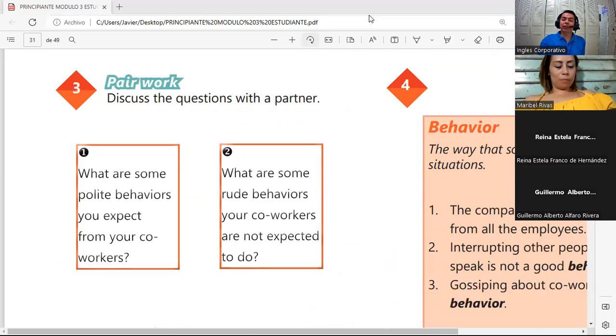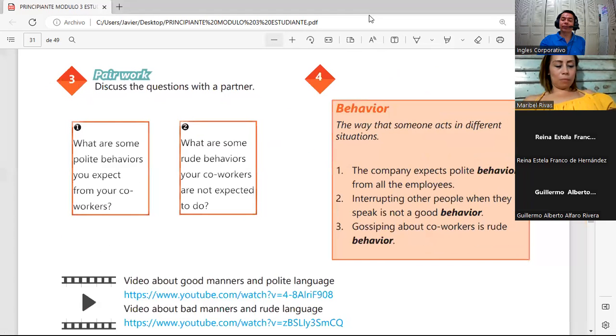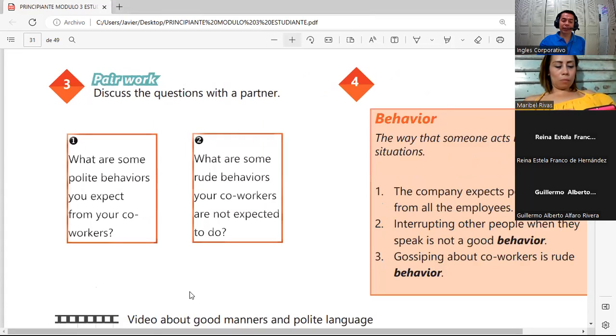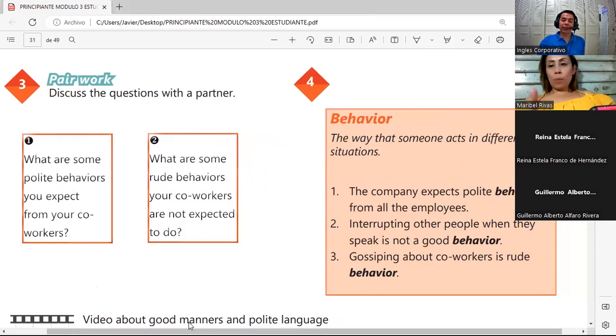Here we have, vamos a hacerlo más pequeñito. Bueno, ni tan pequeñito, quiero ver para que lo alcancen a ver, porque creo que Maribel está en celular, ¿verdad, Maribel? Hoy tiene tablet, Maribel. Casi no se ve. Entonces, creo que hasta ahí dice.